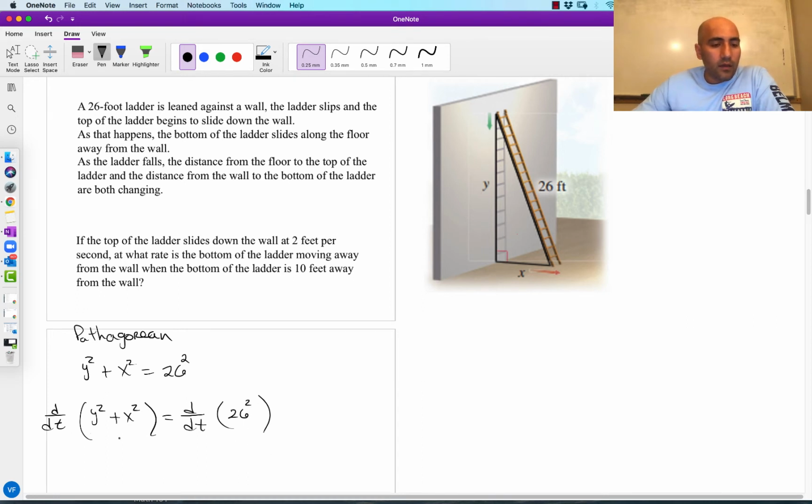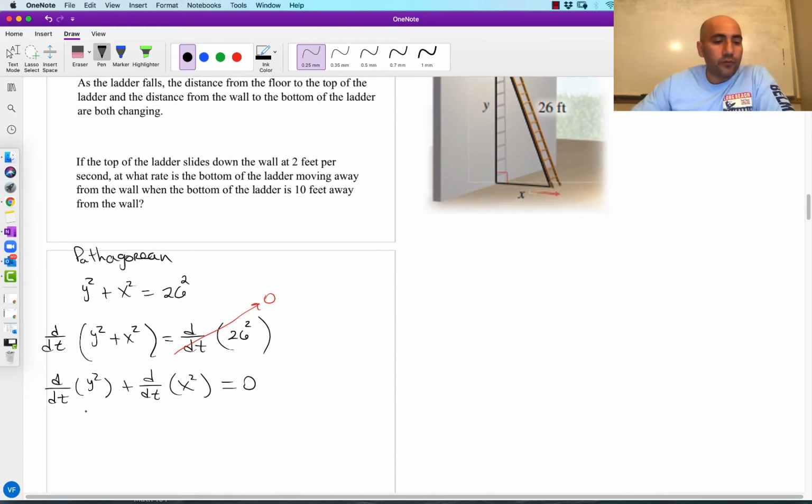And, well, let's distribute this. So this is the derivative with respect to time of y squared plus the derivative with respect to time of x squared equals, well, the derivative with respect to time of 26 squared, this is just some constant. It's a big number, but it's a constant. And so we know its derivative is just going to be 0. So let's just simplify that right away. It equals 0.